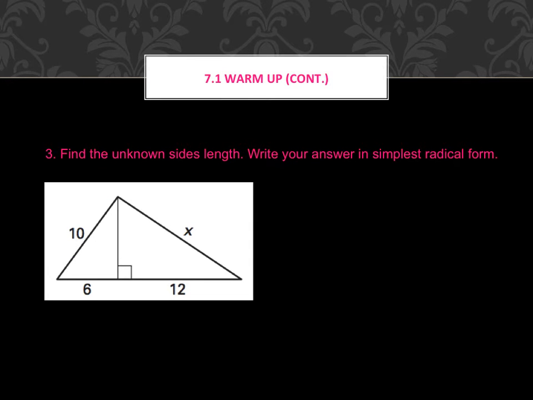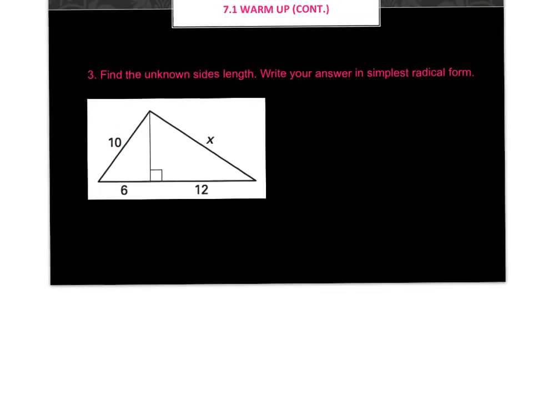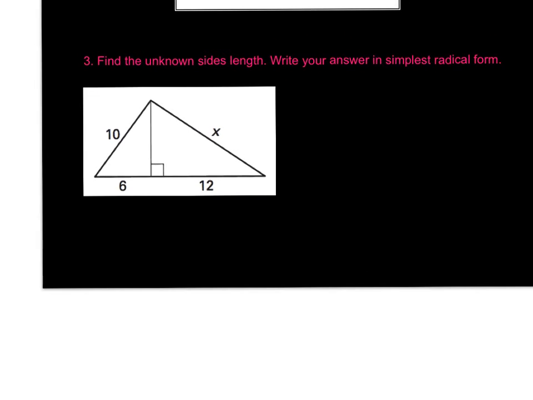All right, number 3, find the unknown side lengths and then write your answer in simplest radical form. So where can I start? The one on the right has 2 unknowns, but the one on the left has what? One unknown, and if this is a right angle, this is a right angle. Is there a triple? 10, 6? There is. You could have saved yourself some time. It's 6, 8, 10. Yeah, it's on the list.